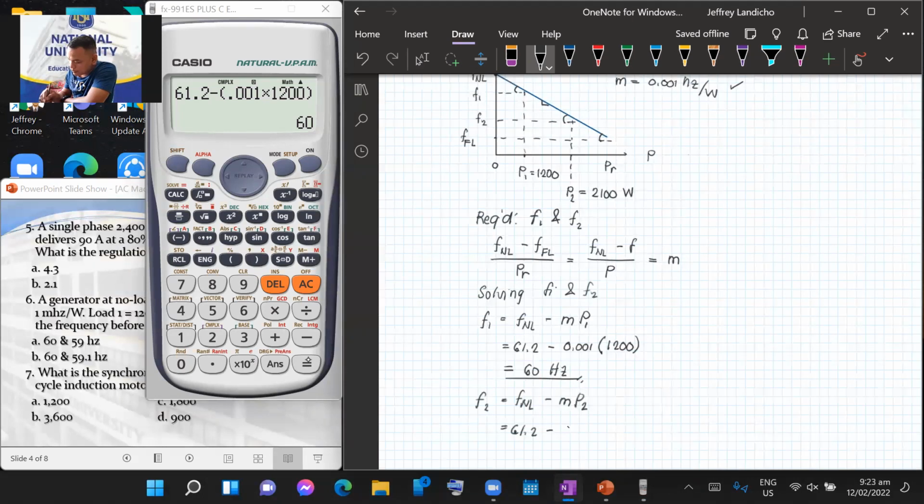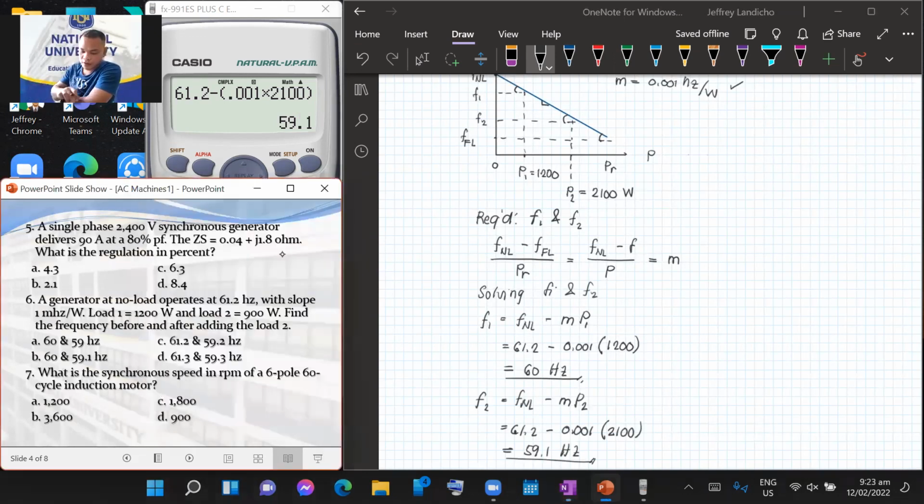1.2 minus, ano na yung final load, 2,100. So, you have the answer. Equal, so 59.1 hertz. So that should be the required answer. So 59.1 hertz and 60, anong letter yan?